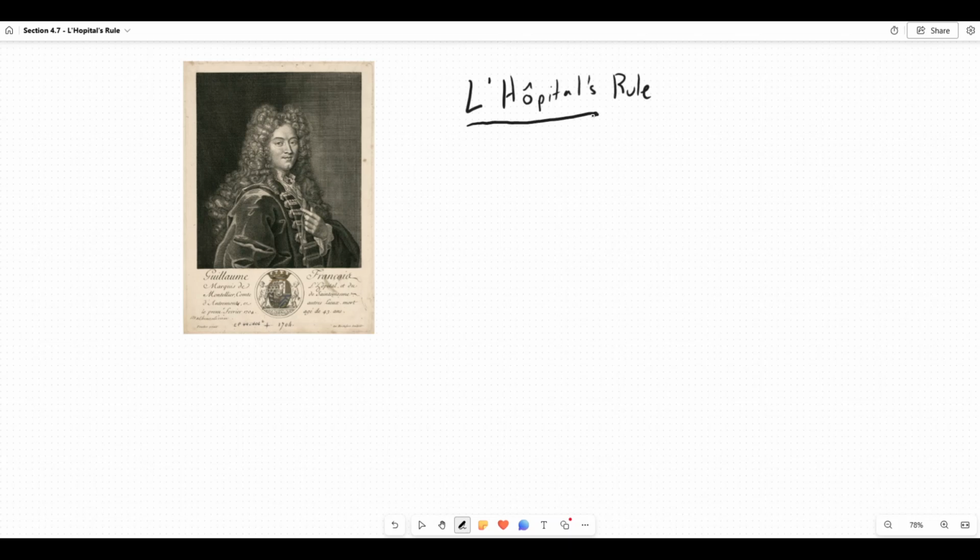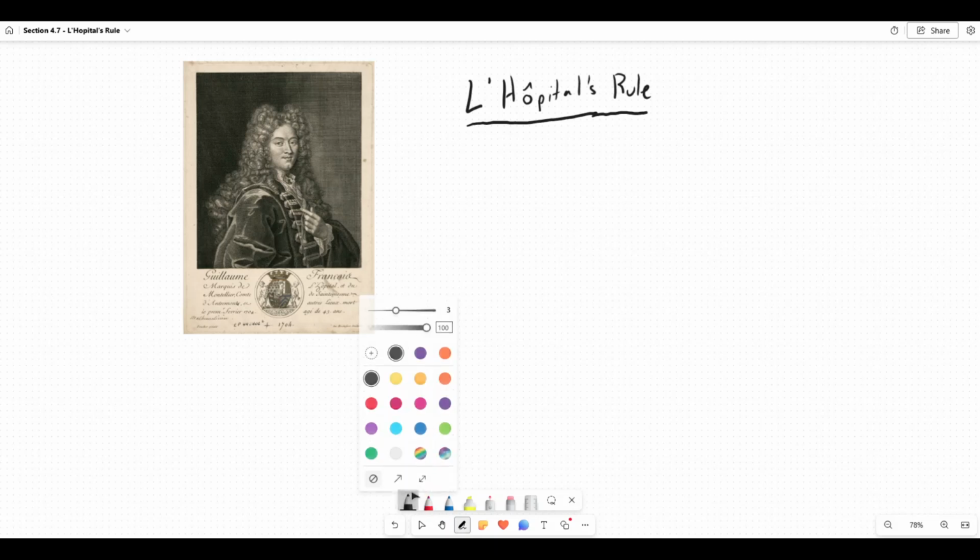Specifically, we have something that we call L'Hôpital's rule. If you want to pronounce it with an actual French dialect, be my guest. But I'm going to call him L'Hôpital. Please do not call him El Hospital. I think you're not even making an attempt at that point. All right, what is L'Hôpital's rule?